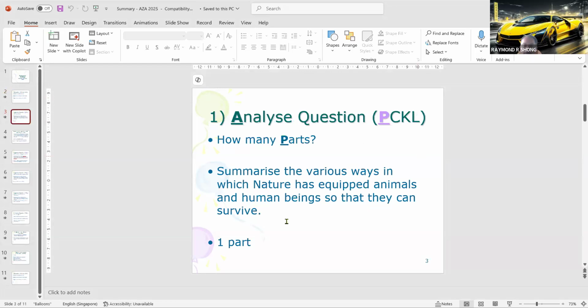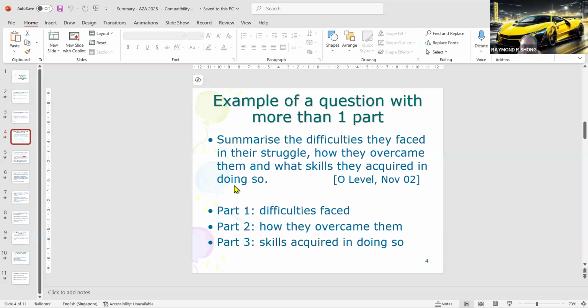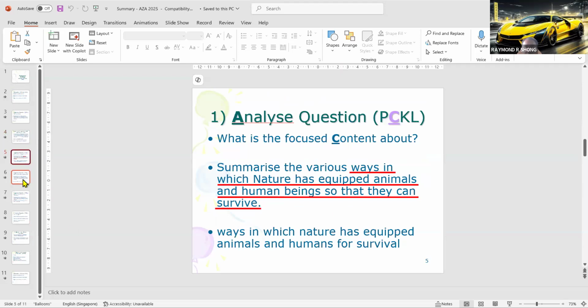What is AZAR? The first part, A, is to analyze the summary question, that is, how many parts. Sometimes the summary question can be divided into 1 part, 2 parts, or 3 parts. So be careful, okay? And the C stands for the content. What is the content talking about?